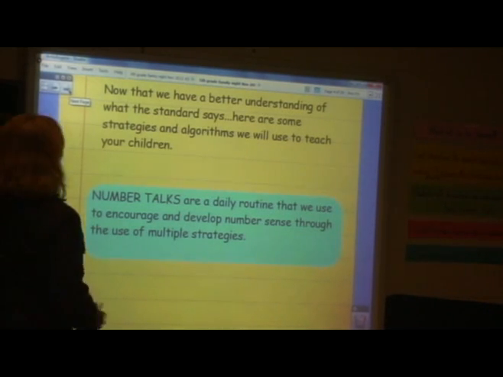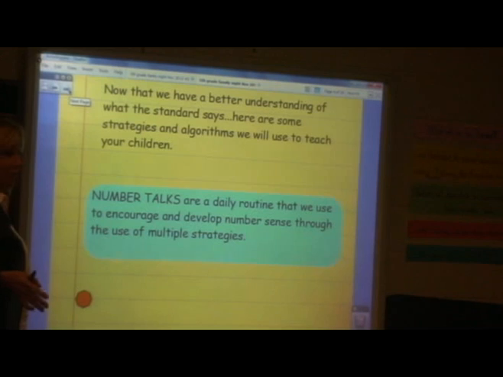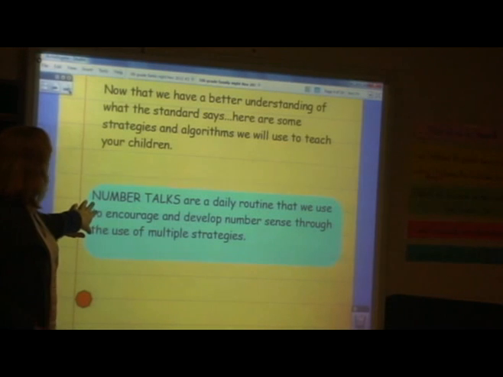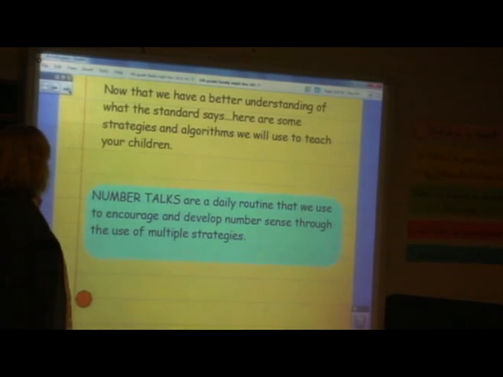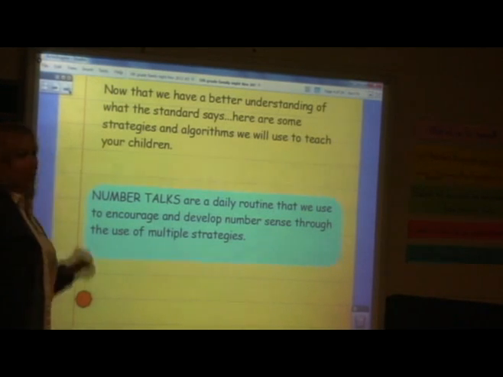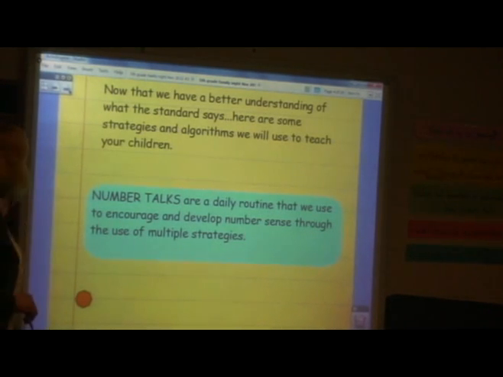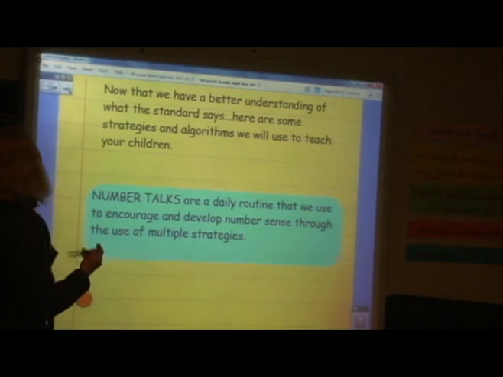All right, now that we have a better understanding of what the standards say, here are some strategies and algorithms we'll use to teach your children. Most days we do number talks, a daily routine that we use to encourage the development of number sense in the classrooms. That means if you're number wise, you can figure things out in your head and use your brains. I say bring your brains up, and here we go.